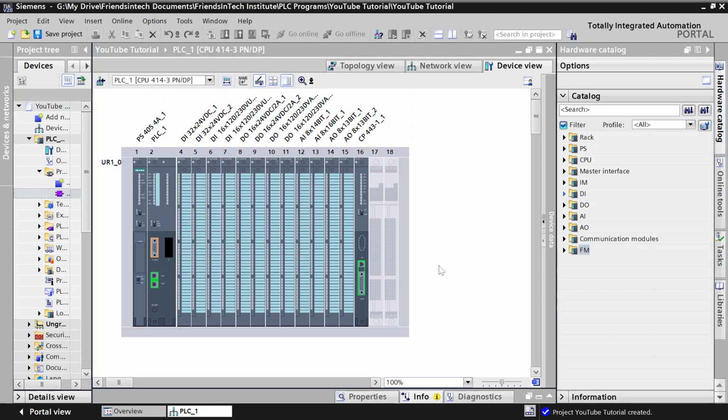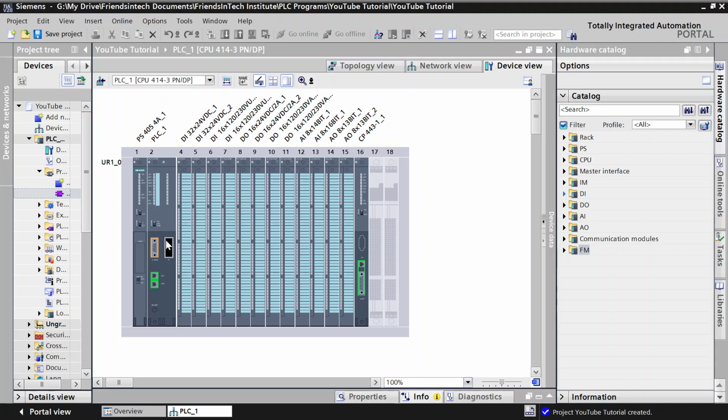Now, this is what is called a modular PLC. This is what you're seeing here. This is a modular PLC, okay? It's a modular PLC because the CPU, power supply, and I/O cards reside in different, separate hardware, okay?